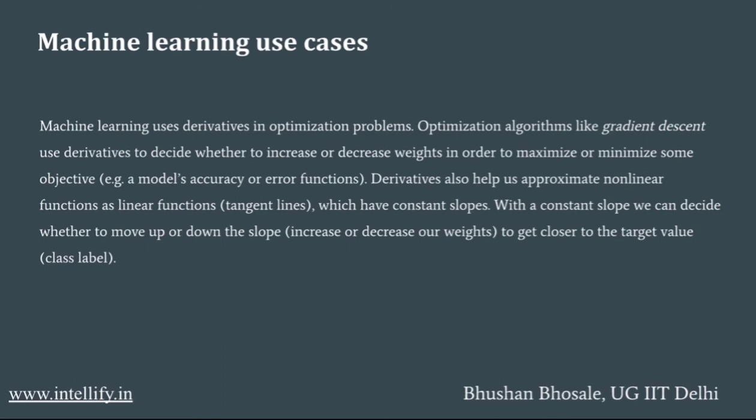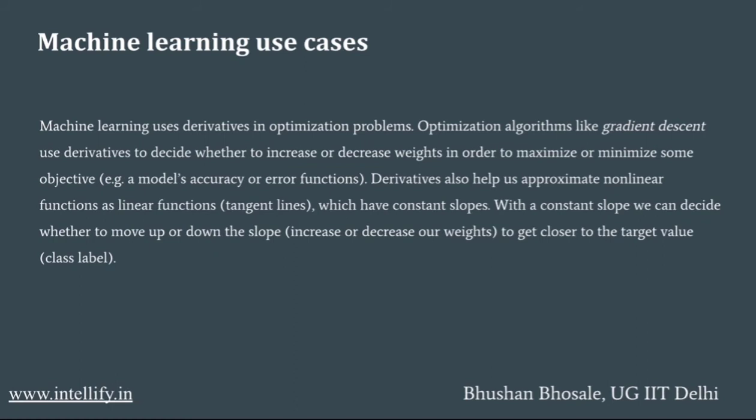Okay, now machine learning use cases. Machine learning uses the derivatives in optimization problems. Optimization algorithms like gradient descent, we use derivatives to decide whether to increase or decrease weights in order to maximize or minimize some objective. For example, a model's accuracy or error functions.